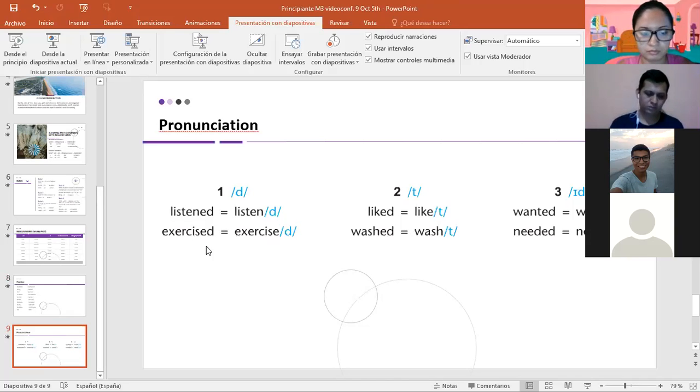When the verb ends in a voiced sound, cuando el verbo termina en un sonido voceado, en este caso como la N, está una N después de listen, right? Entonces nosotros vamos a pronunciar el verbo con una D. Listen, listened, con una D. Exercise, como termina con sonido de Z y la Z es voceada, ¿sí? Todos los sonidos que son voceados, les vamos a agregar el sonido de D. Listened, exercised.